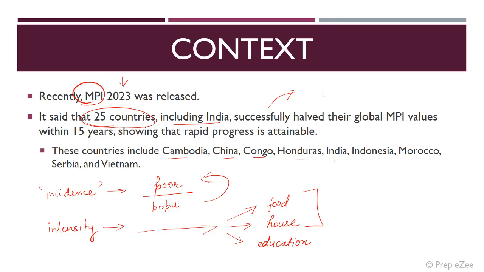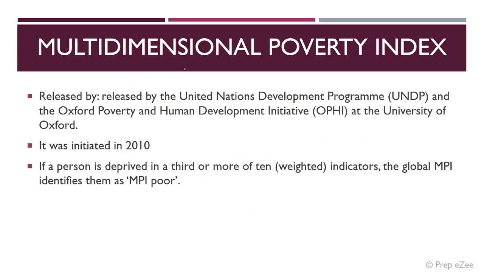Now, before moving forward, let us first understand what is actually meant by the multidimensional poverty index. This index is released by UNDP and OPHI. By UNDP we mean the United Nations Development Programme, and by OPHI we refer to the Oxford Poverty and Human Development Initiative. This is basically an initiative under the University of Oxford. The data compiled in this index comes from different national surveys conducted by the respective governments. This index was initiated in 2010.